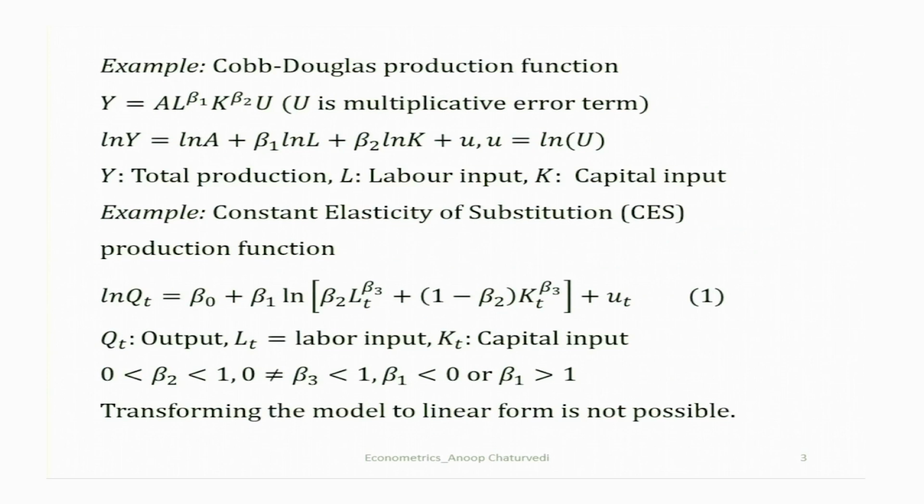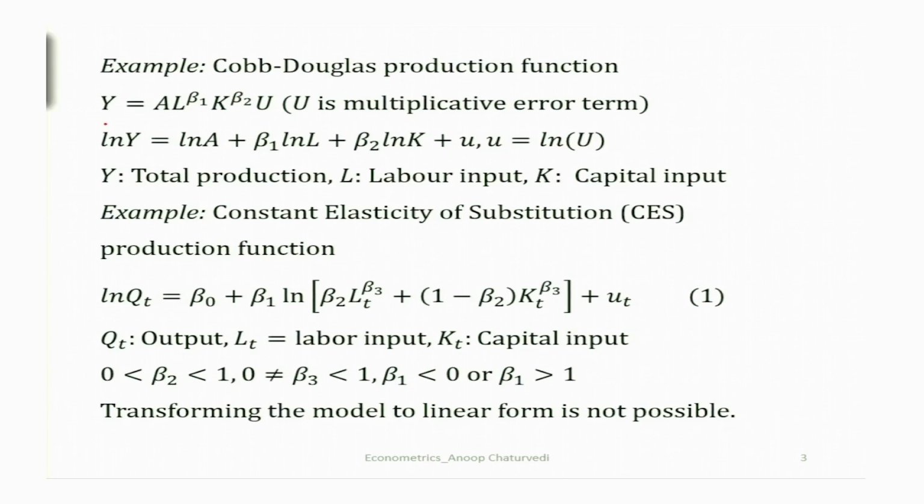Again, we consider the Cobb-Douglas production function. Y equal to A L to the power beta 1 K to the power beta 2 into U. Again, U is the multiplicative error term. Here capital Y is the total production, capital L is the labor input, capital K is the capital input, and beta 1 and beta 2 are the parameters of the model.